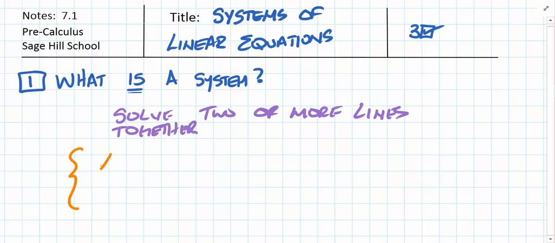So here's an example, right? Let's do x plus 2y is equal to 2. And the other one, let's do x minus 2y is equal to 6. Is it starting to make a little bit more sense now? You've seen this before? Okay.